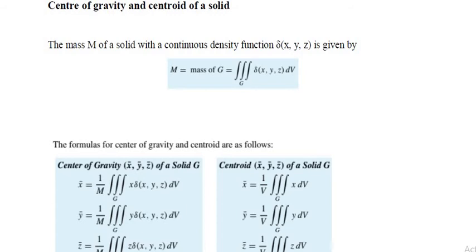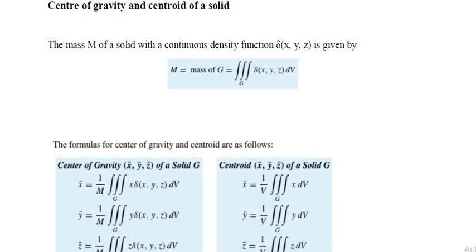The center of gravity x bar, y bar, z bar of a solid G is given by x bar equal to 1 by m triple integral over G of x into delta of x, y, z dV. Similarly, y bar is equal to 1 by m triple integral over G of y into delta of x, y, z dV. And z bar is equal to 1 by m triple integral over G of z into delta of x, y, z dV. Similarly, we will find the centroid.